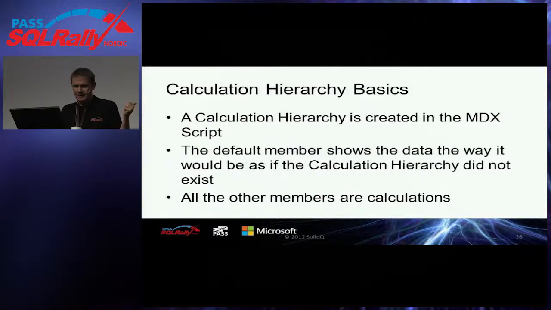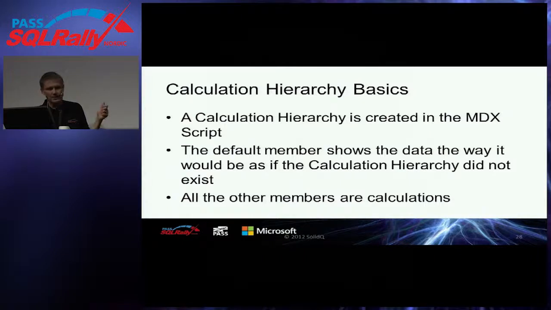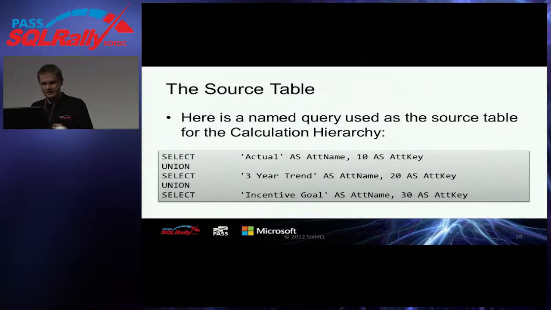Okay, here are the basics. You create the MDX script. The default member shows the data the way it would be as if the calculation hierarchy did not exist. And of course, that's the "none selected" that I used. A calculation hierarchy has to have a default member, and I'll show you more about that later. And then all the other members of the calculation hierarchy are in fact MDX calculations.